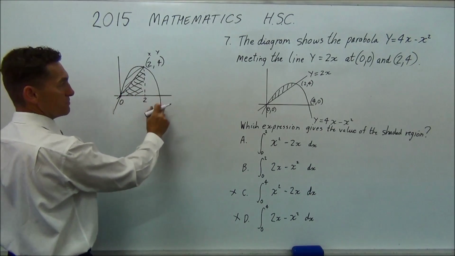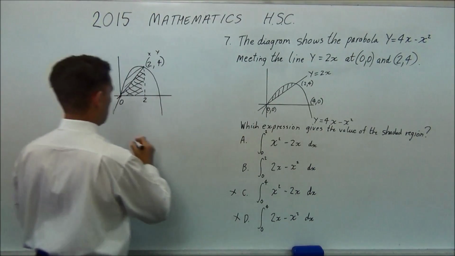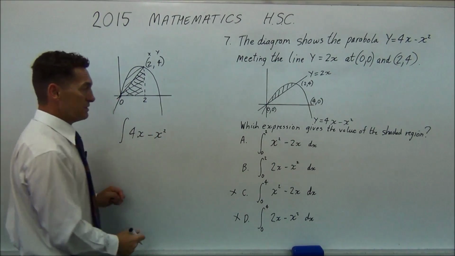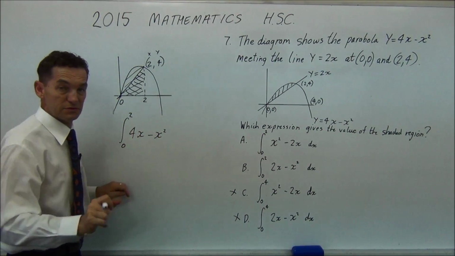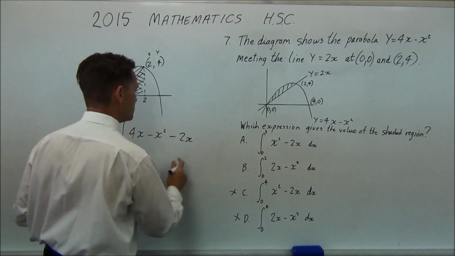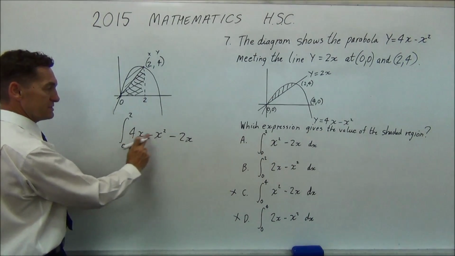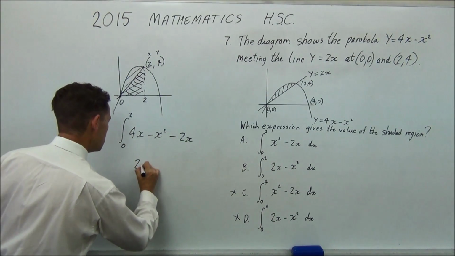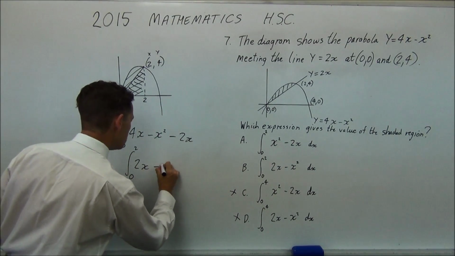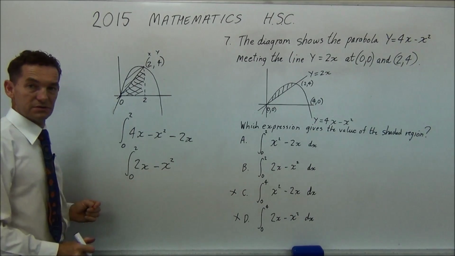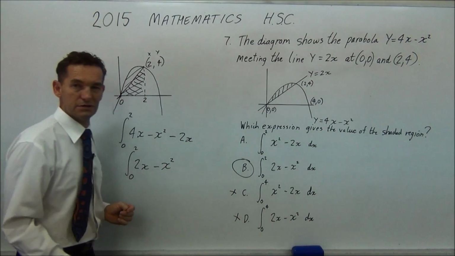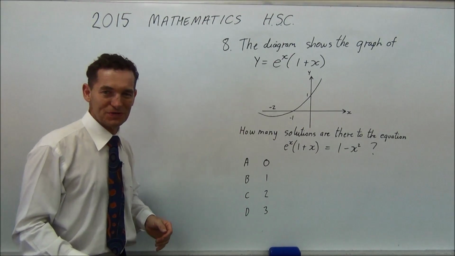So we want the curve, which is 4x minus x squared, and we're going between 0 and 2, which you already said. And we're going to take away the line, so minus 2x, and that makes it pretty obvious. 4x, take away 2x is 2x, again we're sticking between 0 and 2, minus x squared, and that's our answer. So which one is it? 2x, take away x squared. The answer is B.